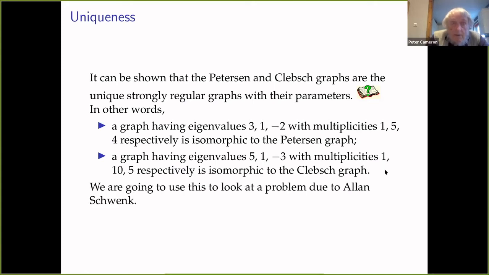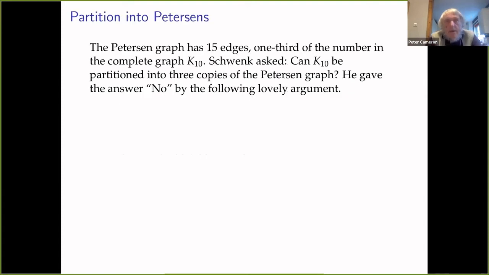And we're going to use that to look at a nice problem that goes back to Alan Schwenk. So this is the problem. Schwenk observed that the Petersen graph has 15 edges, which is 1/3 of the number of edges in the complete graph on 10 vertices, which has 10 choose 2 or 45 edges. So Schwenk asked, can you partition the edge set of K10 into 3 copies of the Petersen graph? Well, on the face of it, it looks like you might be able to, but in fact you can't. And there's a very beautiful argument for that.